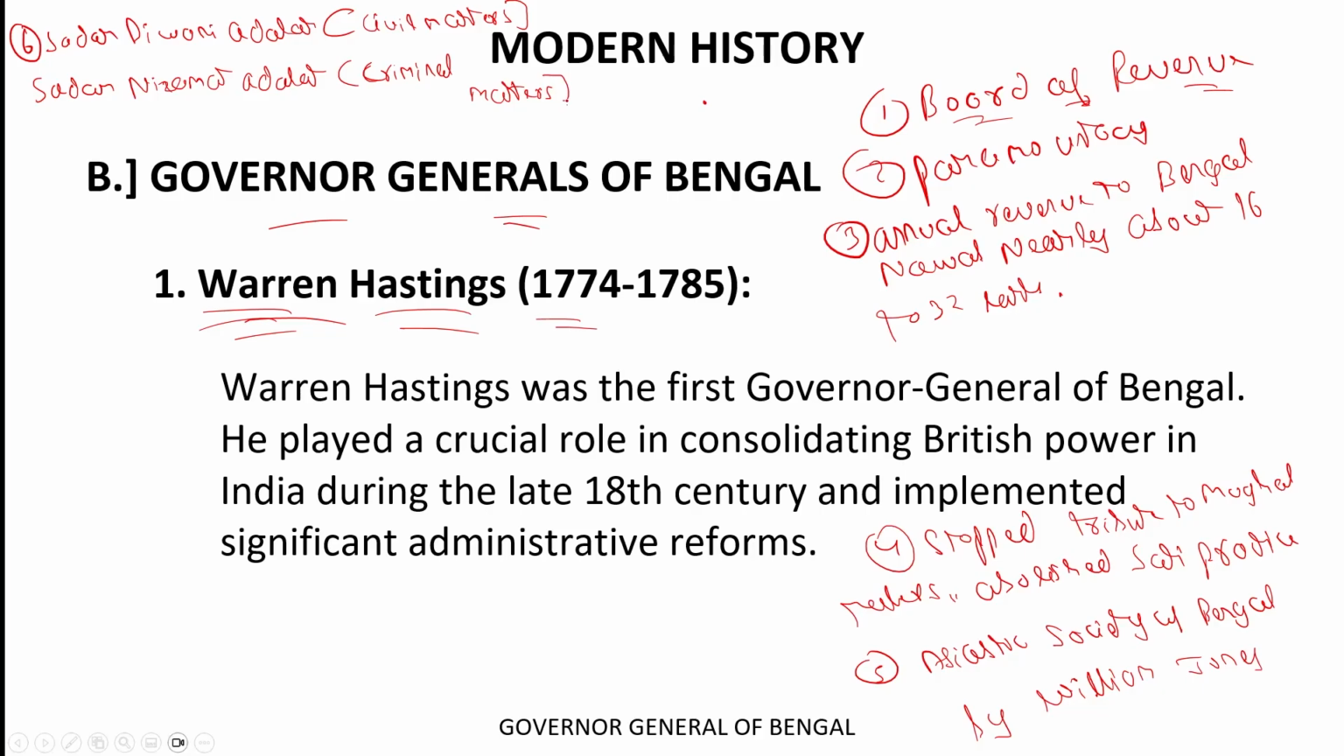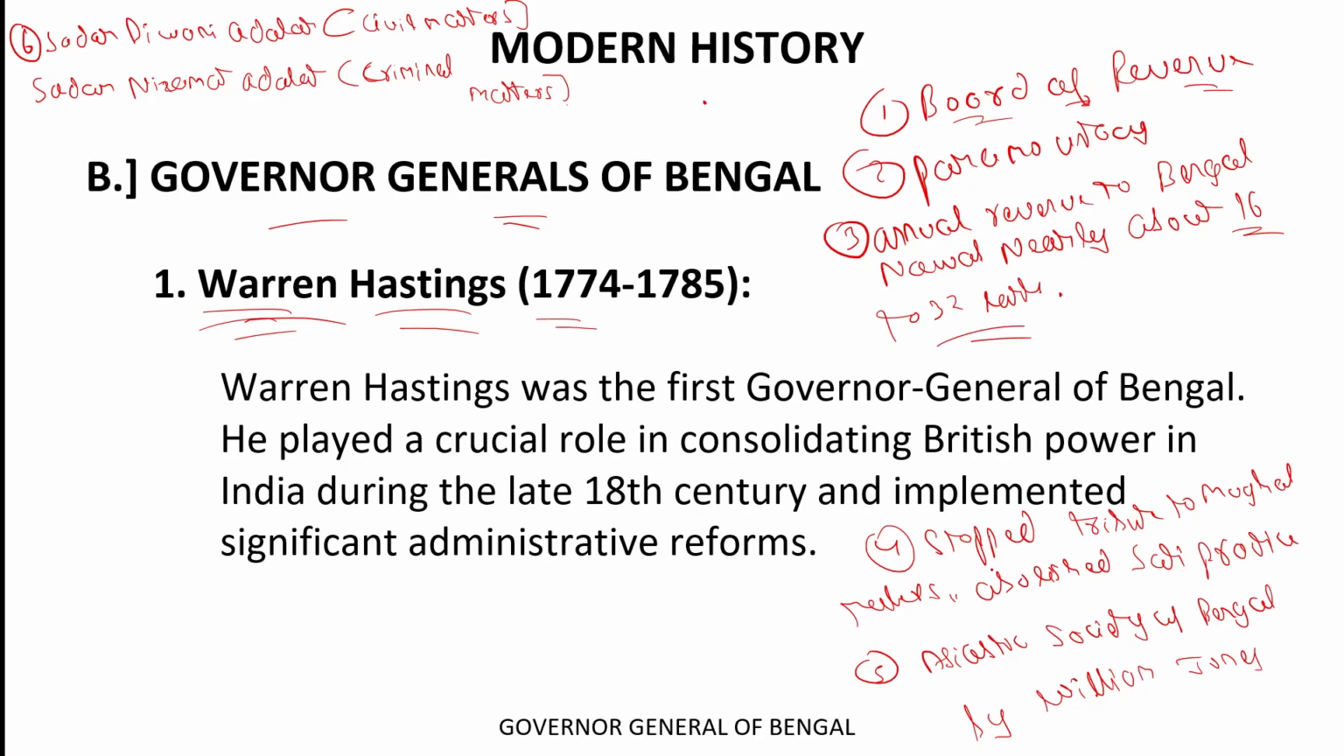Okay, so basically Warren Hastings had done these things. First, he established the Board of Revenue. Second, he established the policy of paramountcy, that the British power is supreme above all the factors. Third thing, he started paying annual revenue to the Bengal's Nawab, nearly about 16 to 32 lakhs. Basically, you can say that he had acquired entire control of Bengal, and for this, he started paying some monetary fees to the Bengal's Nawab, which amounted to 16 lakhs to 32 lakhs per annum.